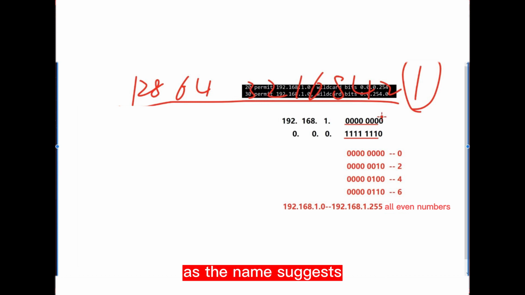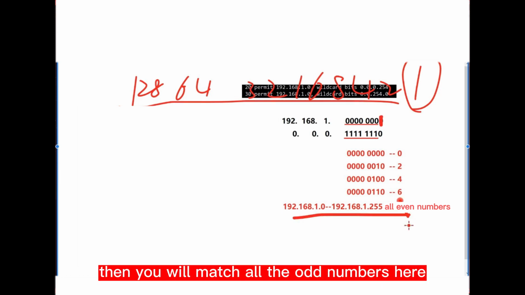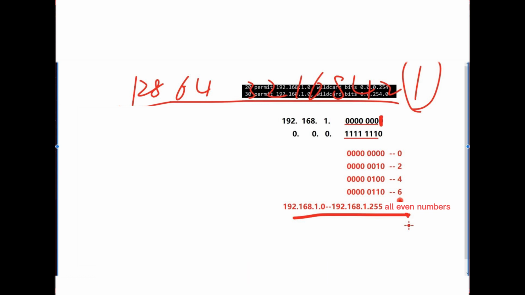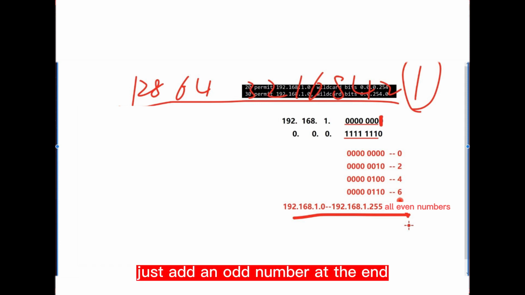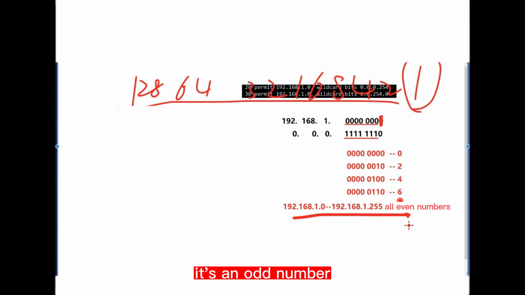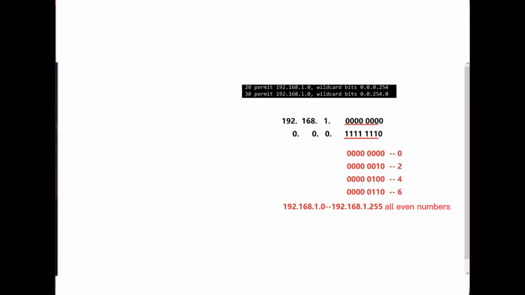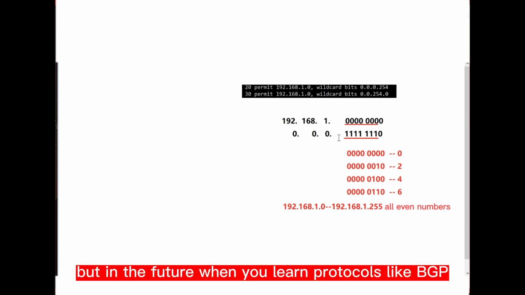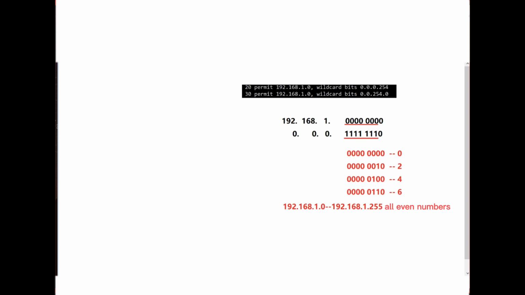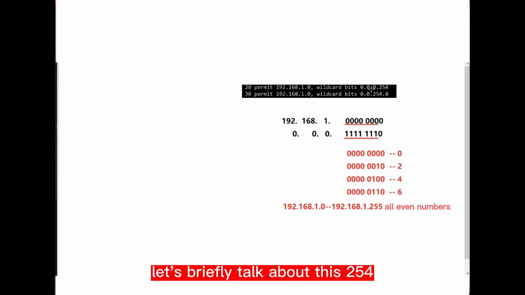As the name suggests, if I change the last bit to 1, then you will match all the odd numbers in this range. Because this bit will always be 1, no matter how the even part above takes its value, adding 1 at the end makes it an odd number. In fact, it is not very useful at this stage, but in the future when you learn protocols like BGP, you'll see wildcards again. So for now let's just understand this, and briefly talk about this 254.